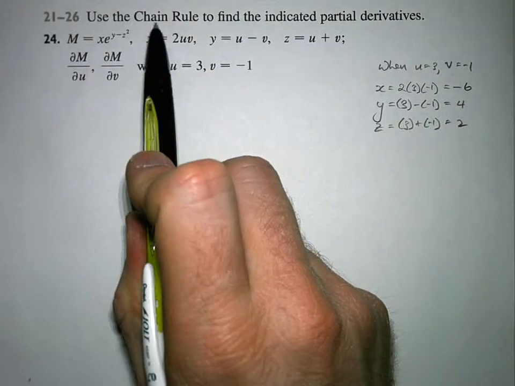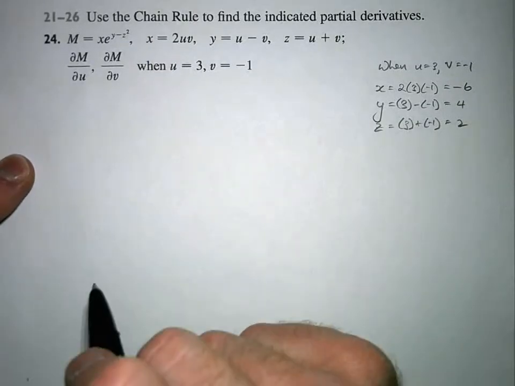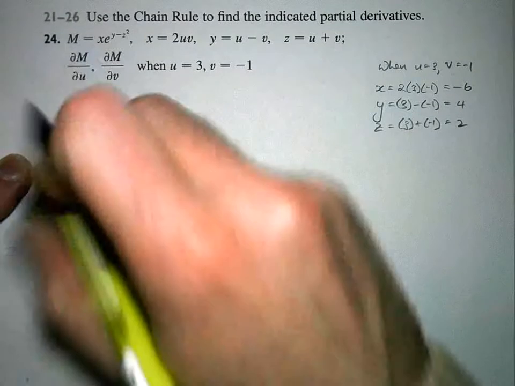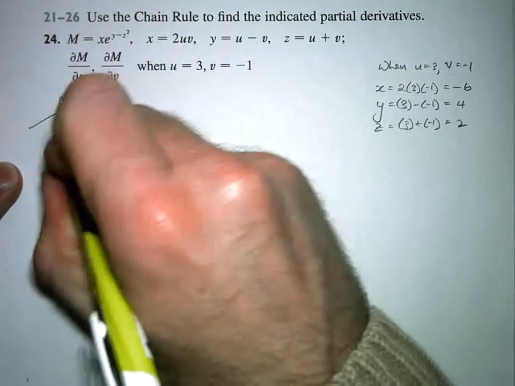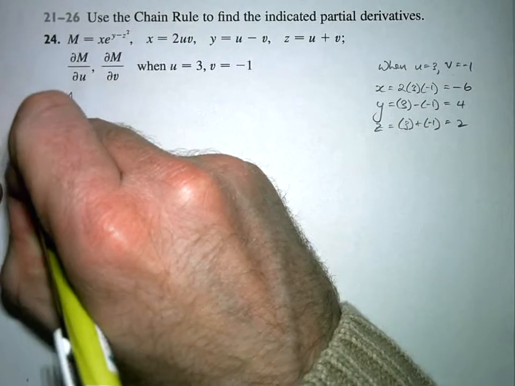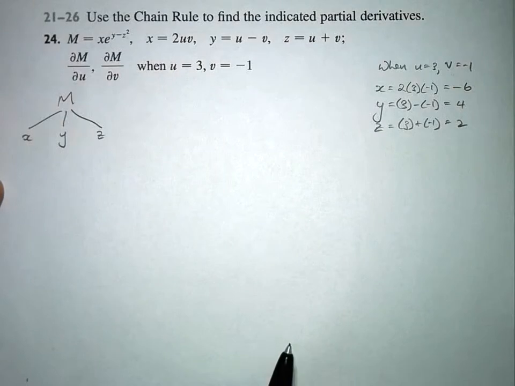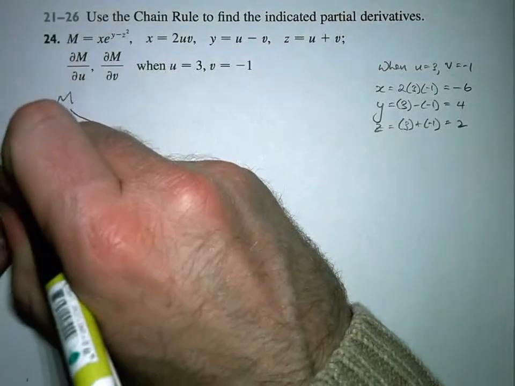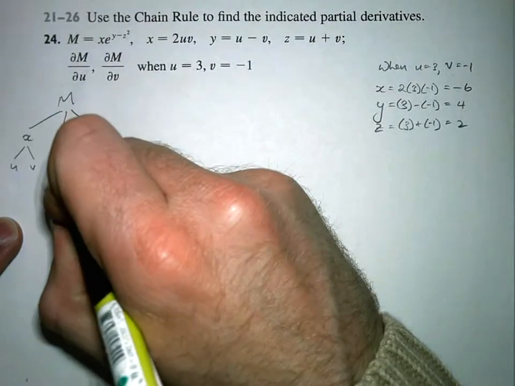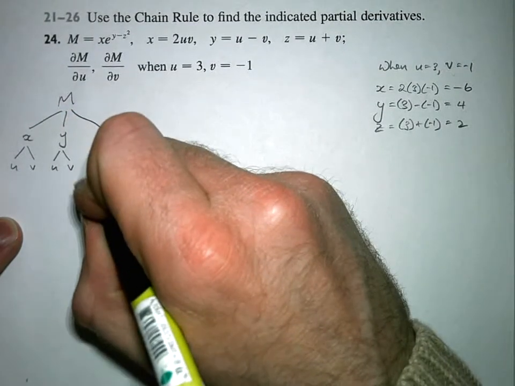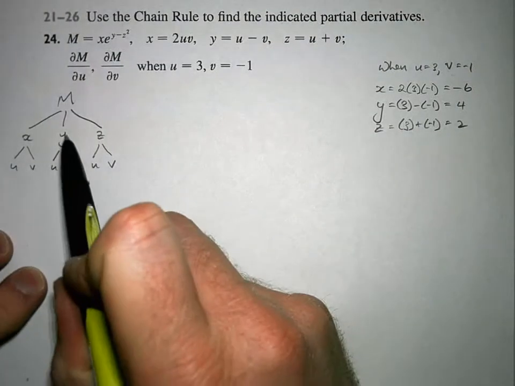Now, we've got the chain rule. This is the chain rule for functions of more than one variable, so we're going to use a little tree diagram. m is a function of x, y, and z, so that's got 3 lines coming out of it here. And each of x, y, and z are functions of u and v. So x is a function of u and v, y is a function of u and v, and z is a function of u and v. It's always helpful to start these questions by drawing your tree diagram.